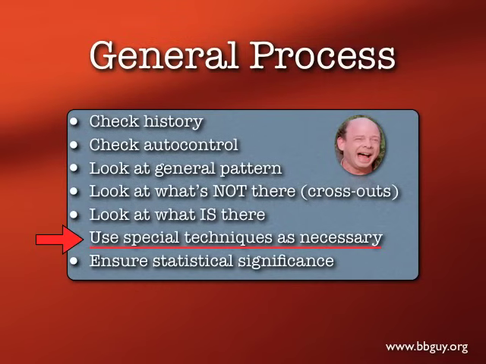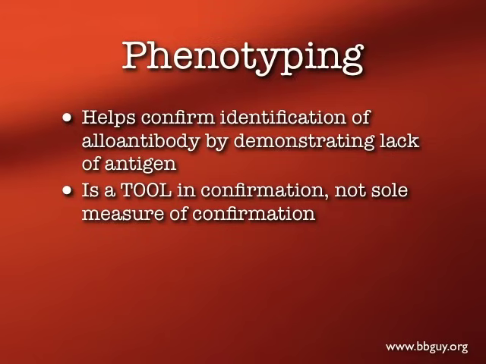One of them I've already mentioned, and some would say that this is not a necessary thing to do, but phenotyping is essential to confirm the identification of an alloantibody by demonstrating that the patient doesn't have that antigen. In other words, if it's an alloantibody, it's against someone else's, not yourself, antigens. So if you phenotype negative for that antigen, that helps confirm the specificity of the antibody. But it is just a tool, and it is not the sole measure of confirmation.